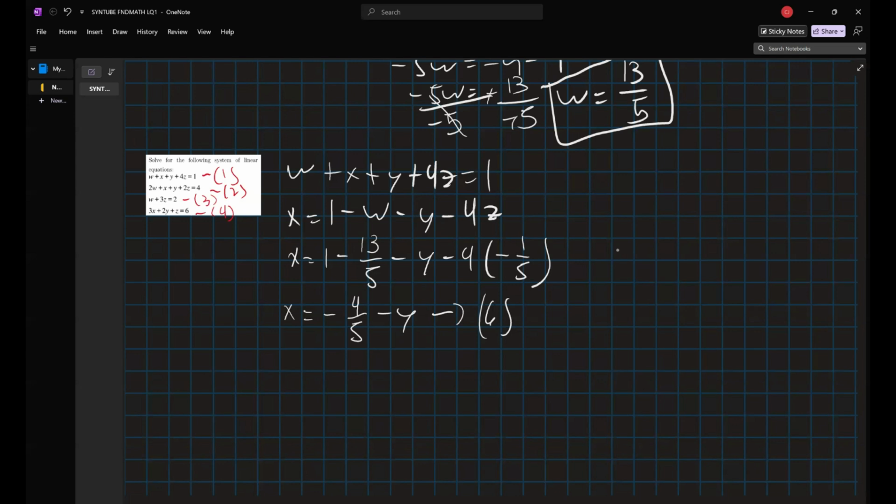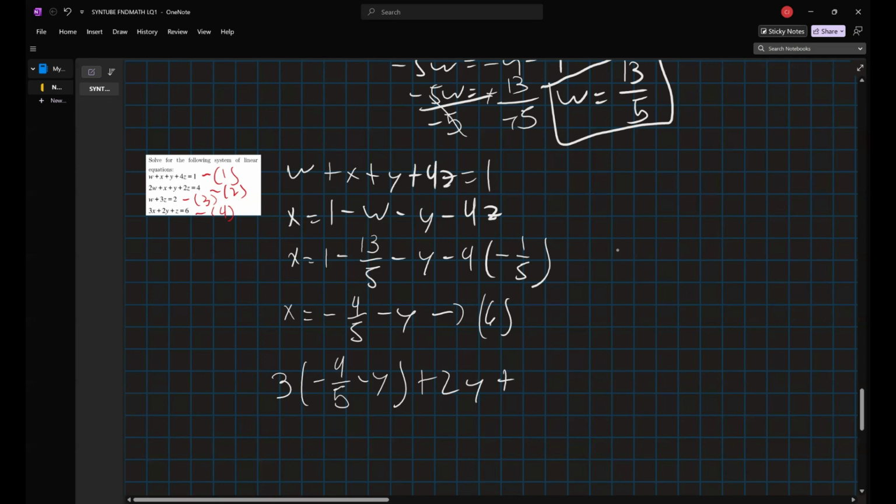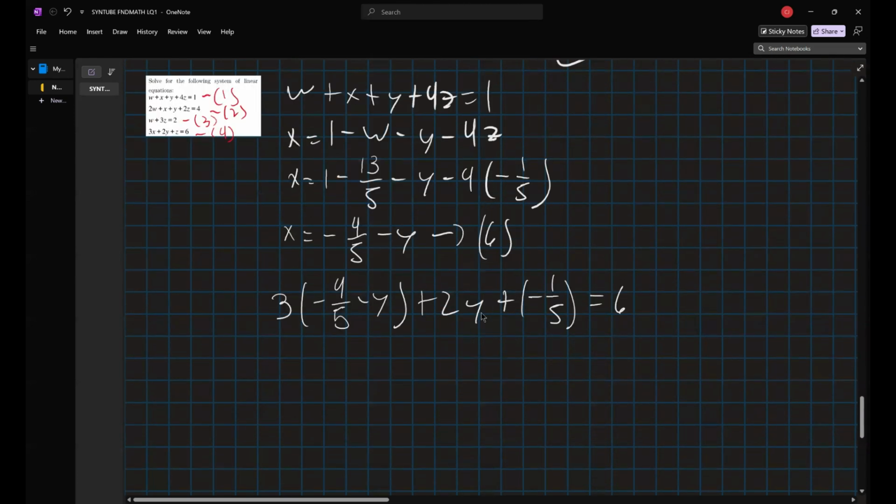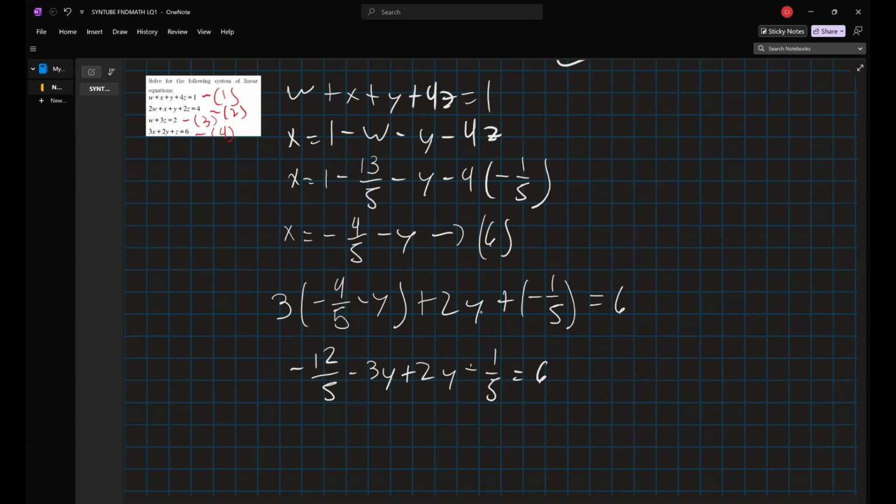That gives us 3 multiplied by negative 4/5 minus y, plus 2y, plus our value of z, once again negative 1/5, equals 6. We have to solve for y in this case. So we distribute 3 first, which is negative 12/5 minus 3y plus 2y minus 1/5 equals 6. We combine like terms and transfer everything else to the right side.